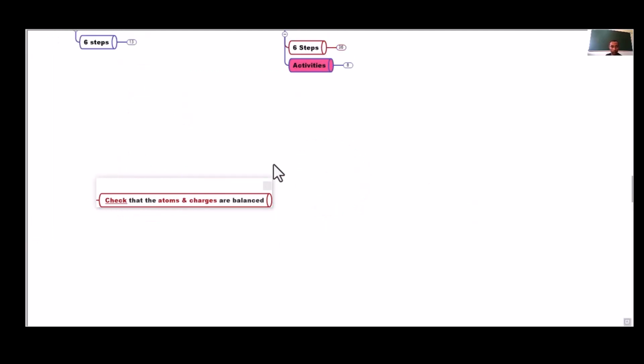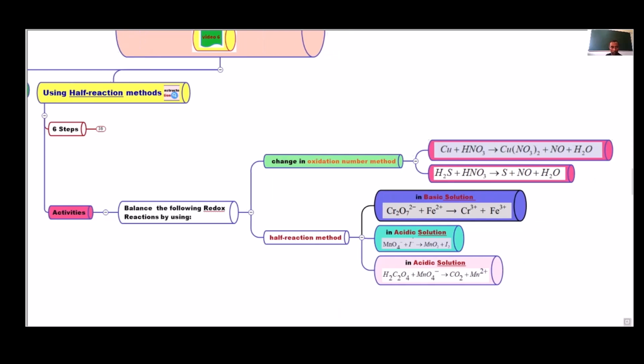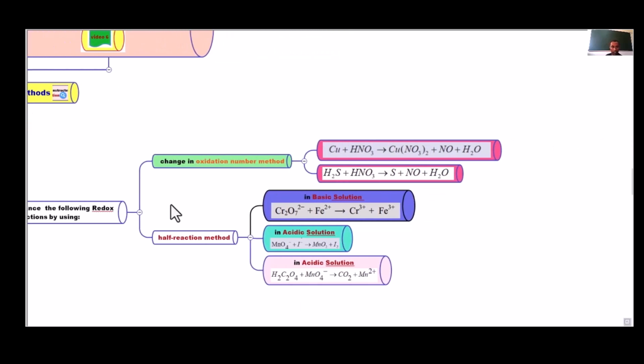So the learning activity for you: balance the following chemical reactions. The first one, by using the change in oxidation number method, balance this chemical reaction, and by using the half reaction method, balance this chemical reaction. The first one in basic media, the second one in acidic media, and this chemical reaction also in acidic media.